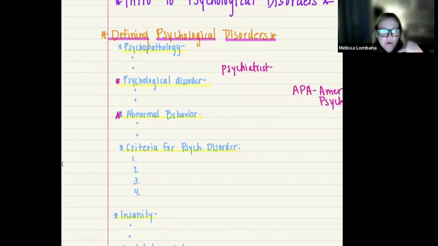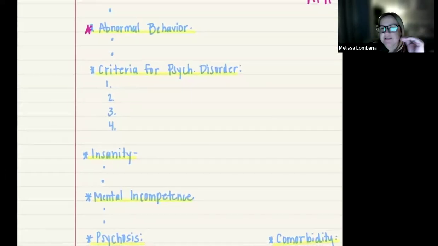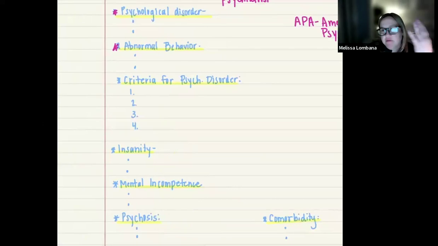Then you have abnormal behaviors or psychology. And this is basically dedicated to the study and treatment of psychological disorders or mental illnesses, right? And abnormal behaviors can be considered odd, eccentric, annoying, or even illegal, but it doesn't automatically translate into a mental illness. So it could be an abnormal behavior, but isn't considered a psychological disorder. Now, in order for it to be criteria for a psychological disorder, it must have four things.